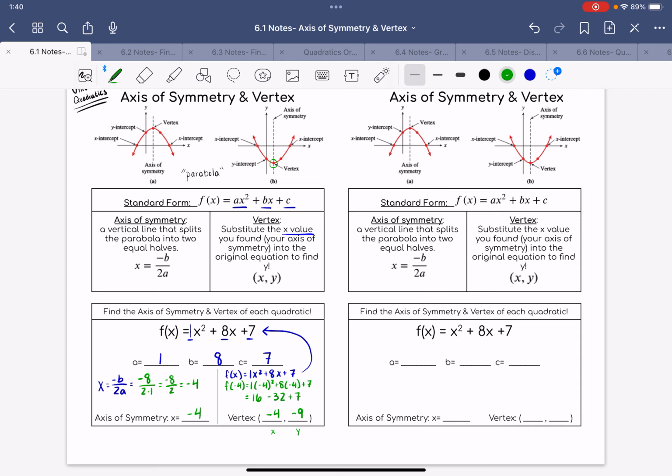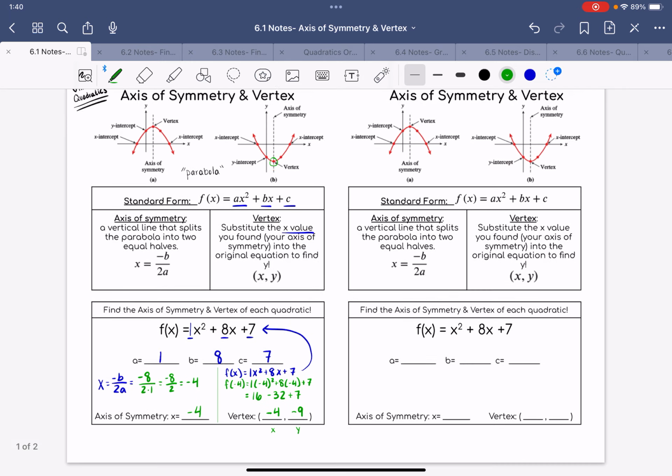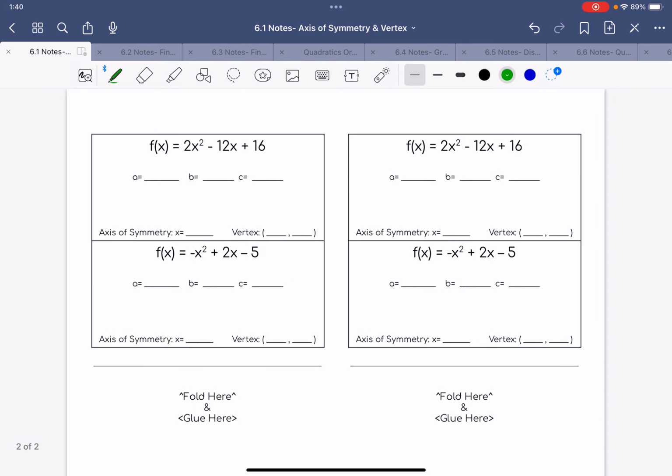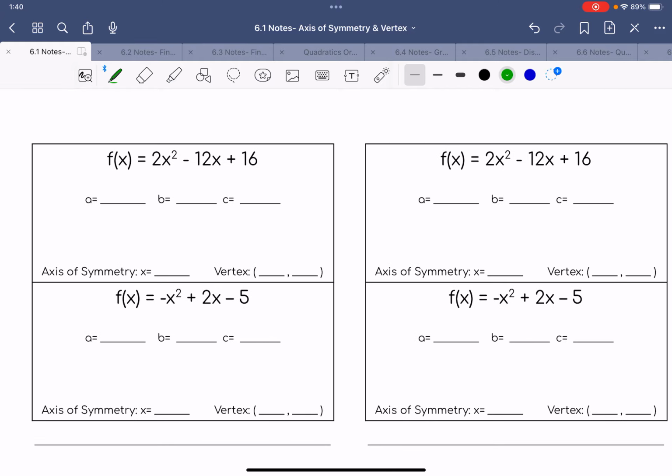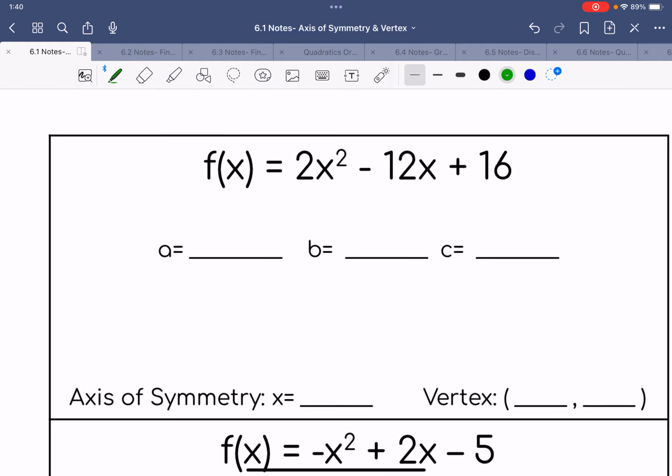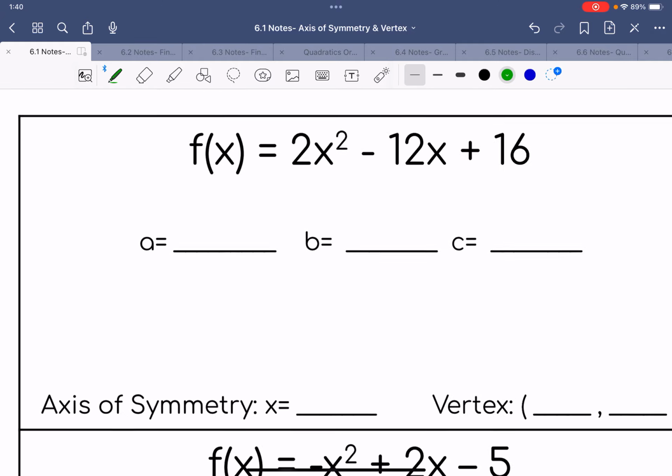So that is our first example. Let's do it again so we can see some other things that might happen. We've got 2 more examples here. Next example we've got is 2x squared minus 12x plus 16. In this problem, my a value is 2. My b value is -12, and my c value is 16.